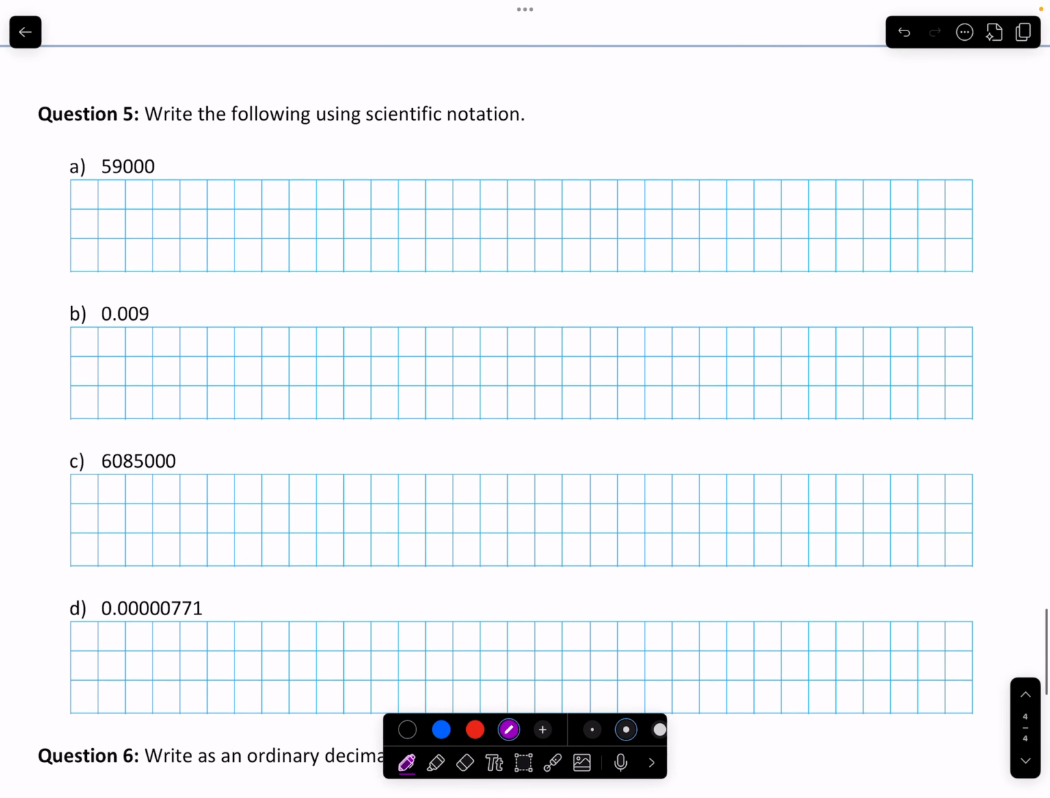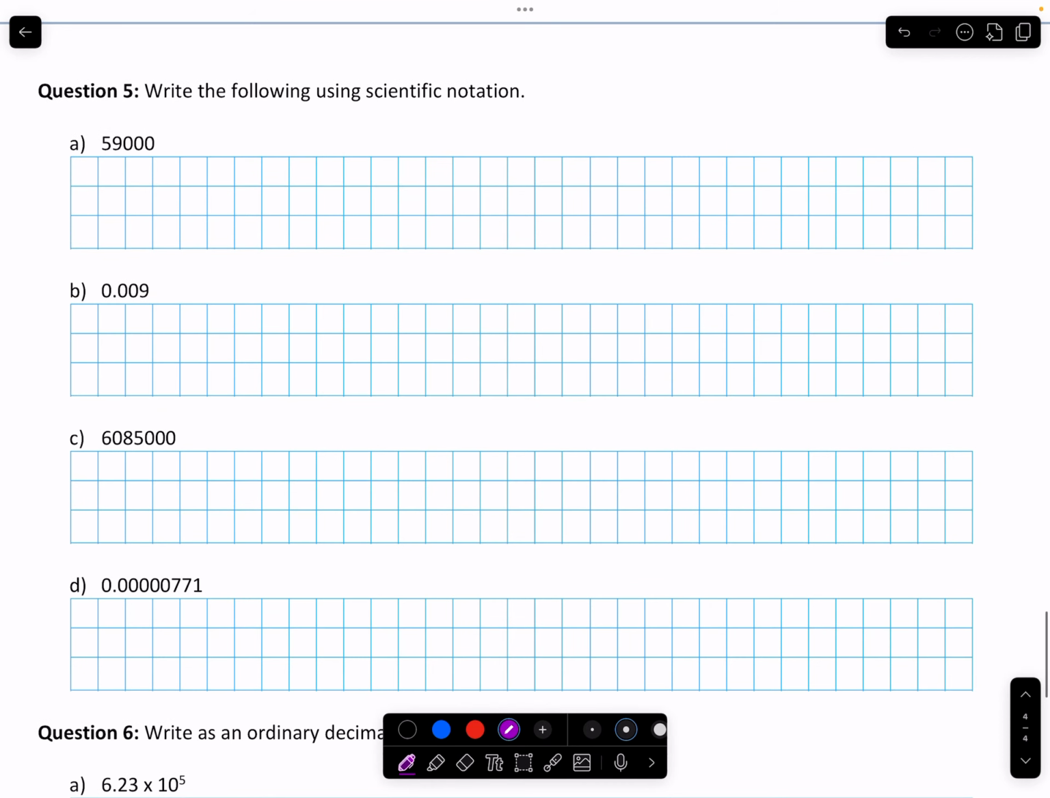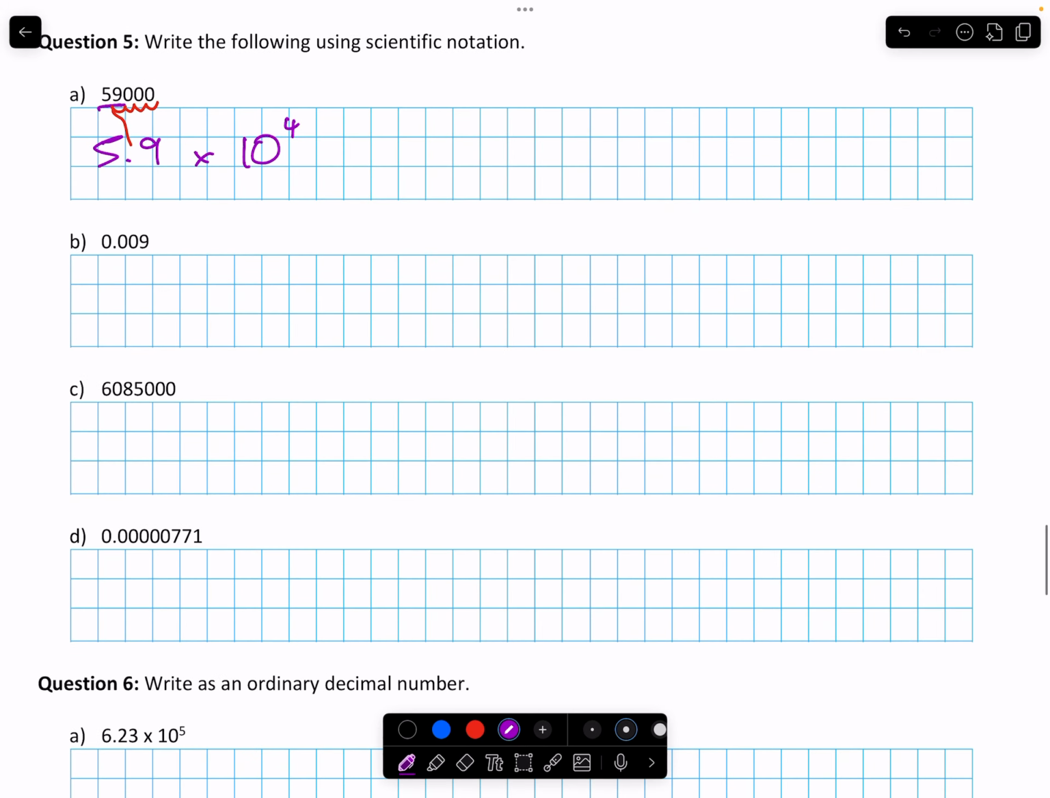Write the following using scientific notation. What are the non-zeros? 5 and 9. What's a number between 1 and 10 that involves 5 and 9? 5.9 times by 10 to the power of. The decimal point is currently between 5 and 9. I need to jump 1, 2, 3, 4 times. So it's going to be 10 to the power of 4 because I jumped to the right.